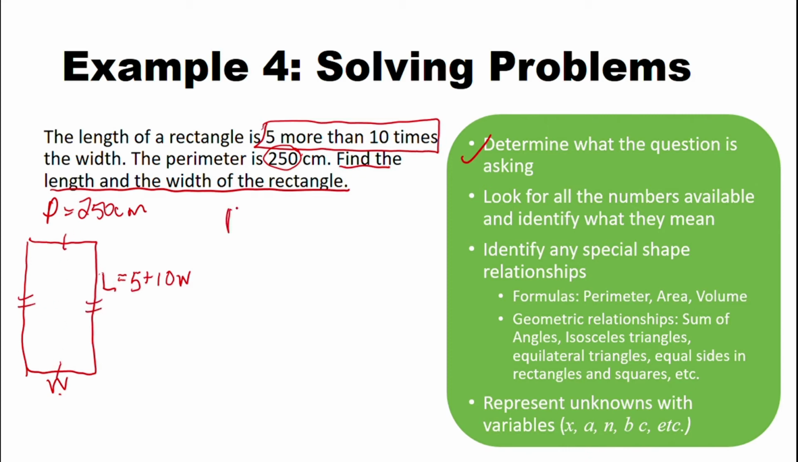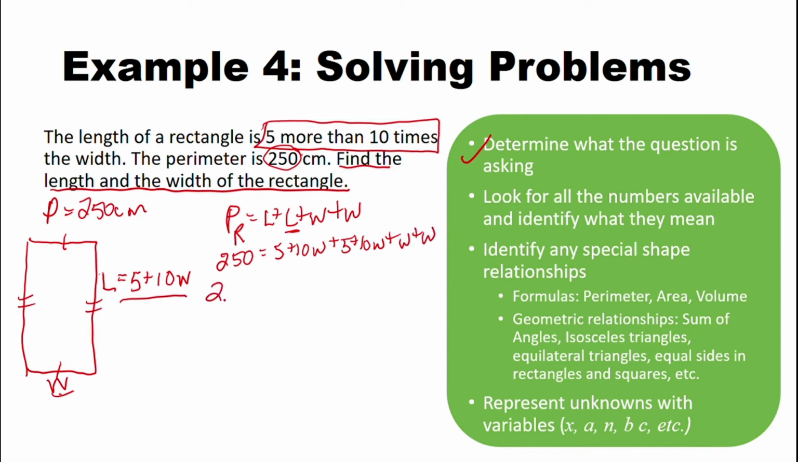So perimeter of a rectangle is equal to length plus length plus width plus width. So I know that the perimeter is 250. So now I'm just going to add in the length. One length is 5 plus 10W, and I'm going to add it again, 5 plus 10W. And then I need the widths, which is just W, 2 widths, plus W.